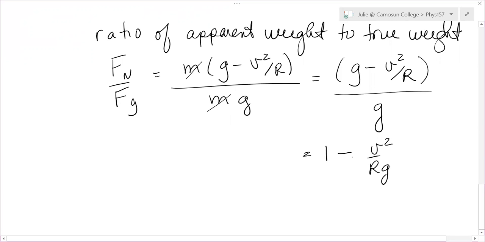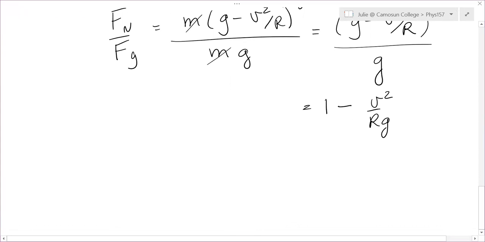Now, if you did it the other way around, if you did it at the bottom, you would find this is positive, and then it would be bigger at the bottom because you feel heavier when you go around the bottom. Okay, so we'll use that. But first we need to find v.